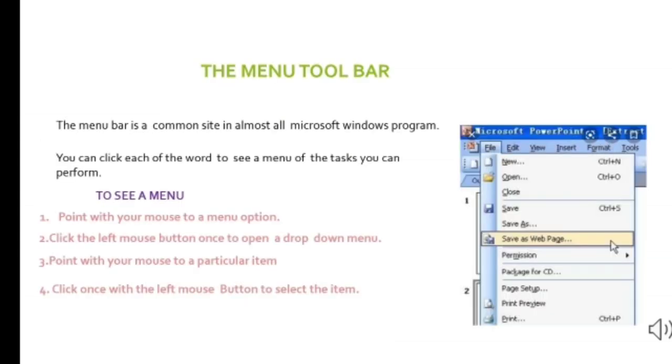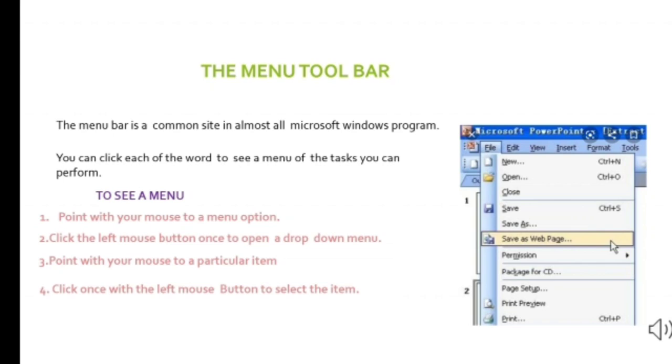Next is the menu bar. The menu bar is a common sight in almost all Microsoft Windows programs. It features text-based menus on which are listed virtually every option available to the user in the entire program. Each menu expands when clicked, offering many options categorized by specific tasks. You can click on each of the words to see a menu of the task you can perform.